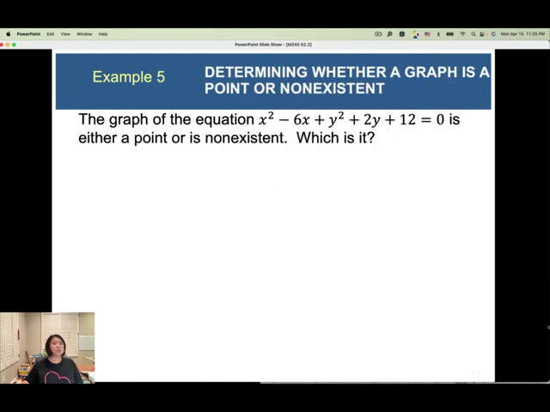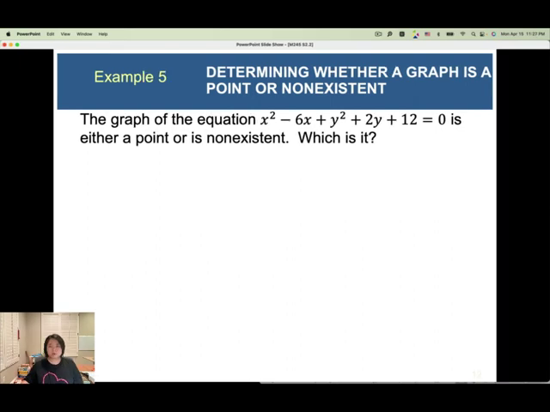Okay, this one. So this is the equation. Is it either a point or non-existent? Which is it? So you want to prove it, find out what your c is. Okay, now we're going to move the constant to the right hand side. And then this is going to be your b, so you're going to add 6/2 squared here and 2/2 squared here. Whatever you add on your left hand side, you're going to do the same thing on the right hand side here.